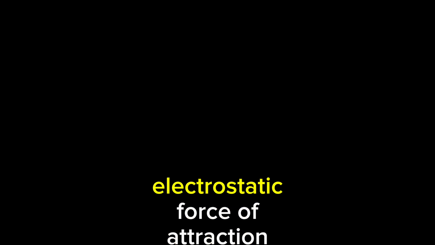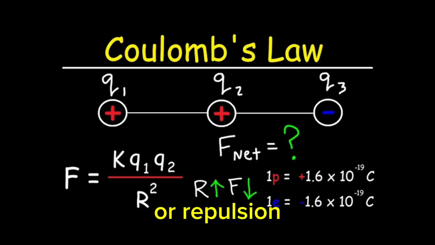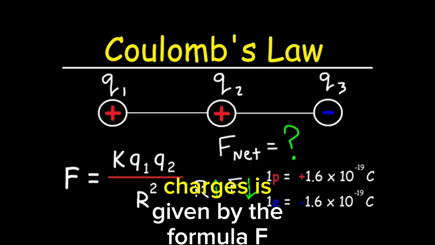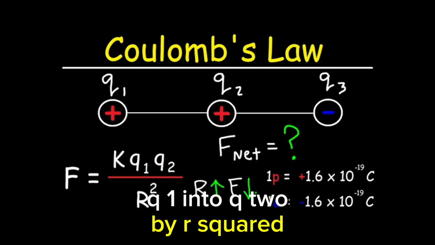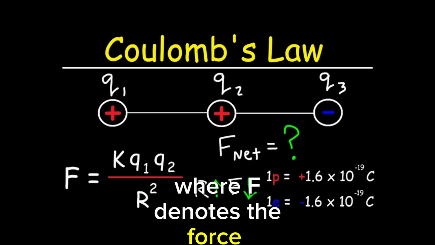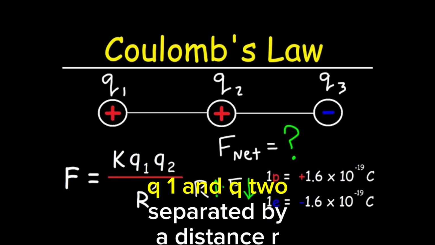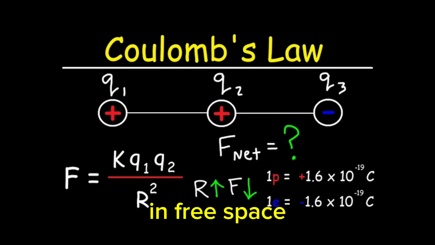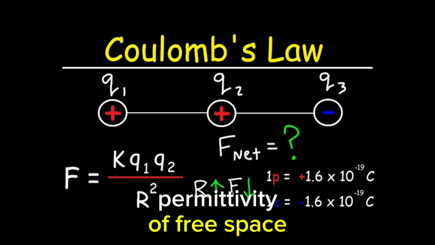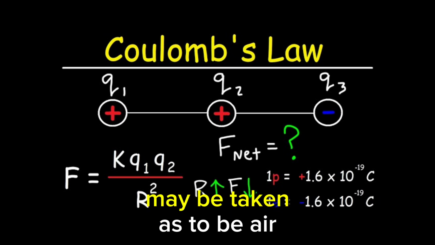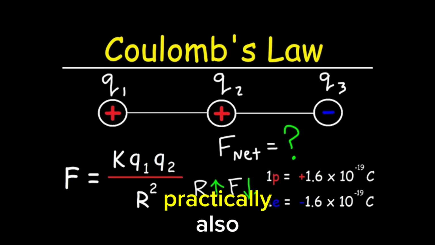Now next is Coulomb's law. What is Coulomb's law? Coulomb's law states that the electrostatic force of attraction or repulsion between two stationary point charges is given by the formula F is equal to 1 by 4 pi epsilon 0 Q1 into Q2 by r square, where F denotes the force between two charges Q1 and Q2 separated by a distance r in free space. Epsilon 0 is a constant known as the permittivity of free space. The free space is vacuum and may practically be taken as air.